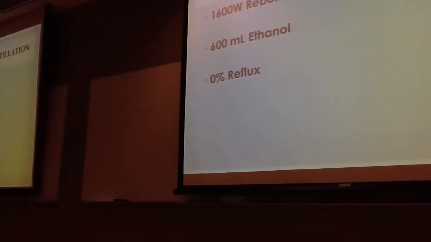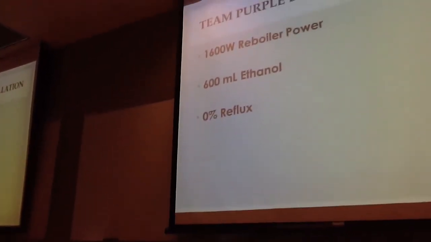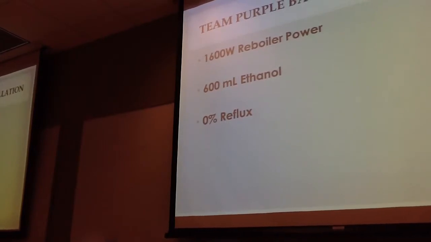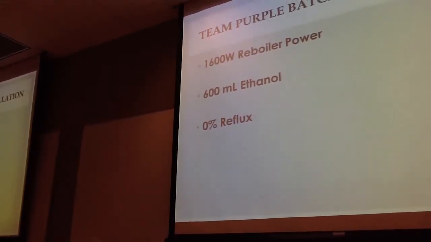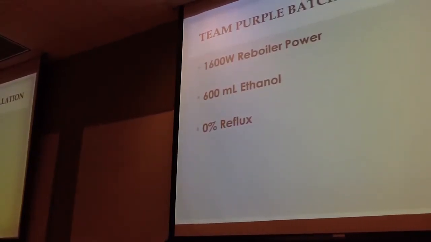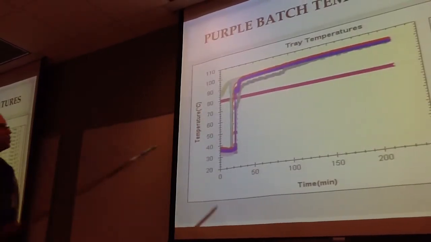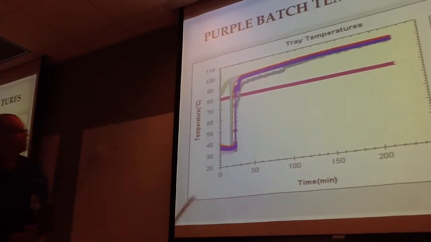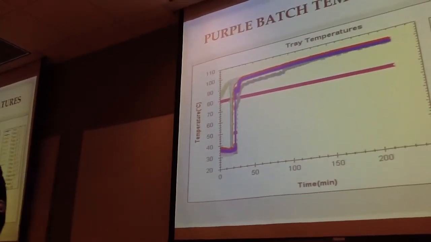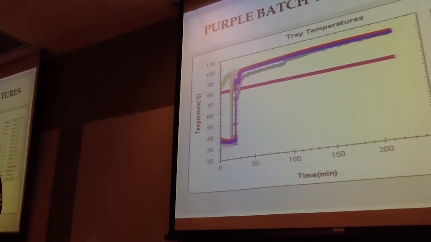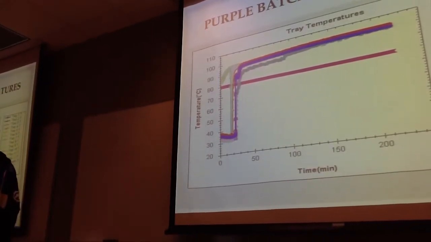So Team Purple, we have them do a similar run, again 1,600 watts and 600 milliliters. That should be methanol. And you see their temperature profile looks pretty similar to the other one, except they had even further issues with the distillate collection.